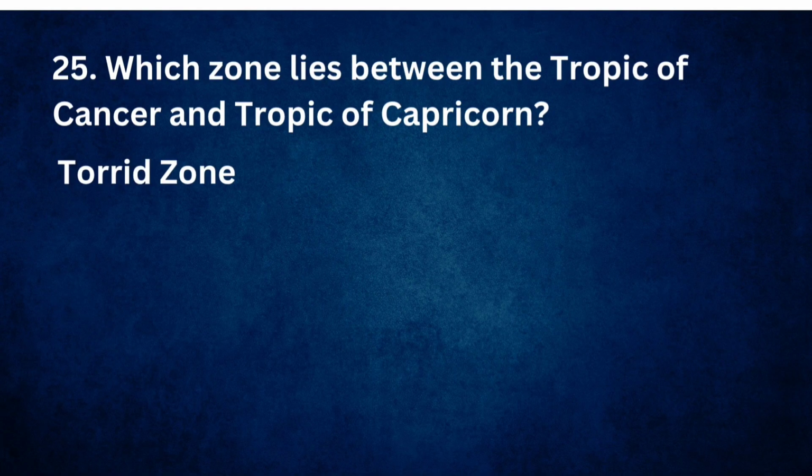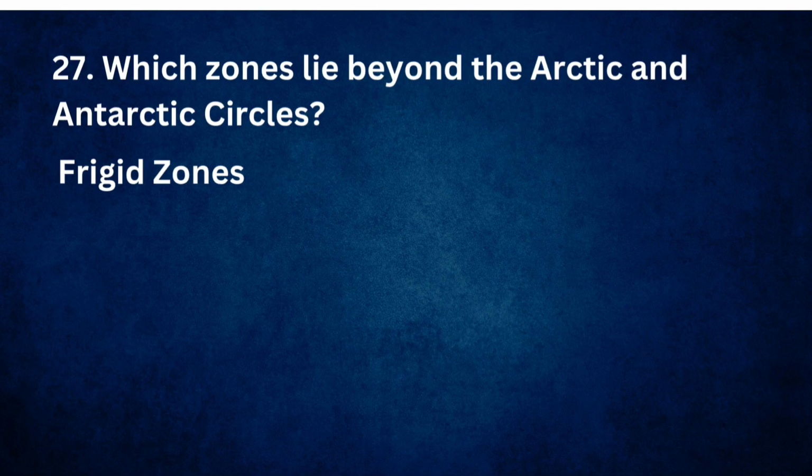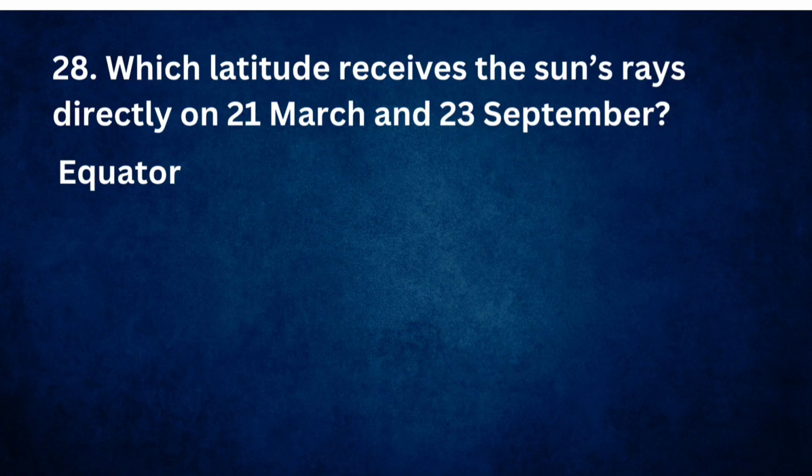Which zone lies between the Tropic of Cancer and the Tropic of Capricorn? Torrid zone. Which zones lie between tropics and circles? Temperate zones. Which zones lie beyond the Arctic and Antarctic circles? Frigid zones. Which latitude receives the sun's rays directly on 21st March and 23rd September? Equator.